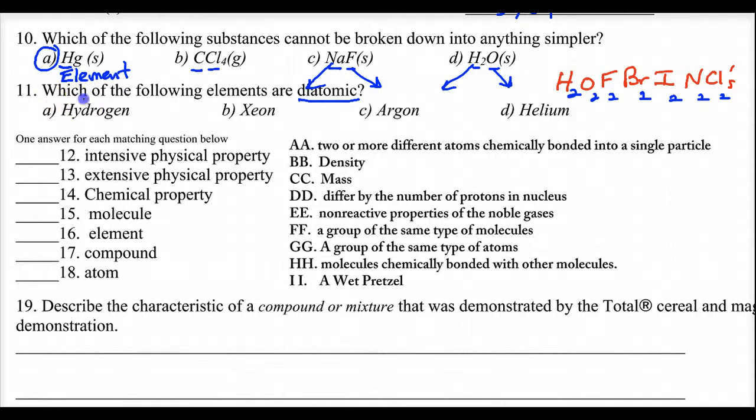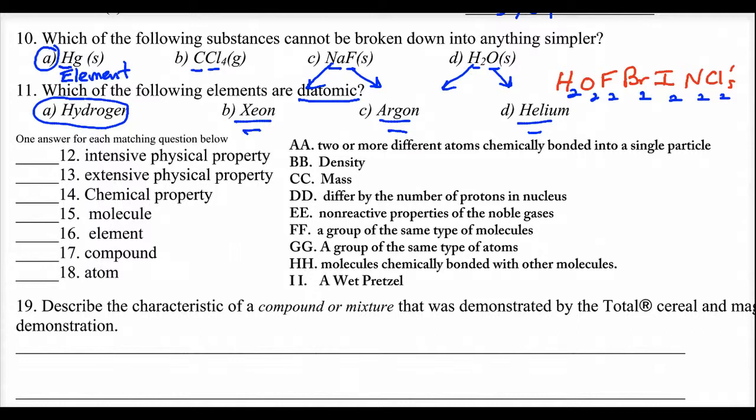So hydrogen is the first one. Notice xenon, argon, and helium are noble gases. That's the group 18, that column to the right. They hang out by themselves. Their chemical properties are they're inert. So they tend to be monoatomic.